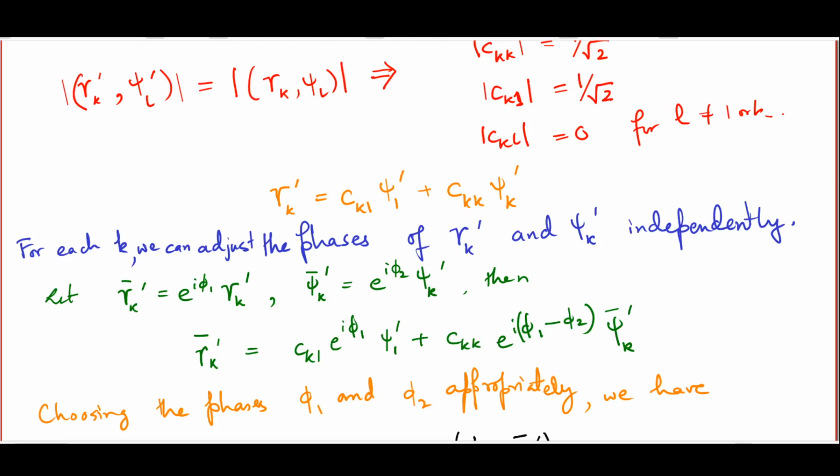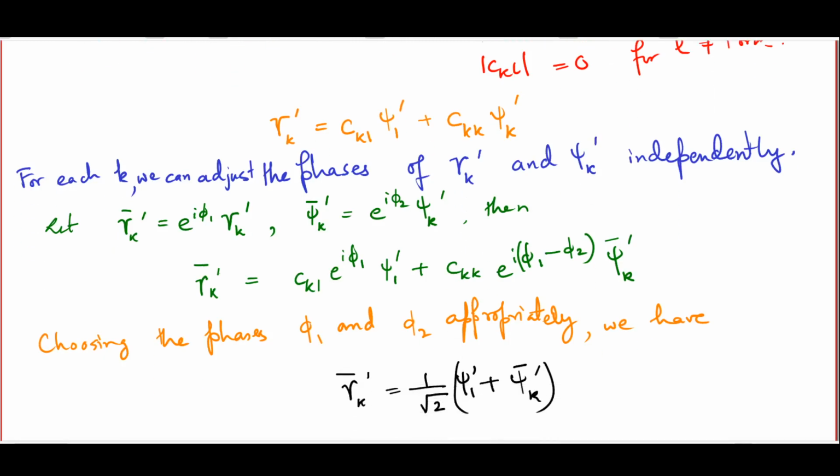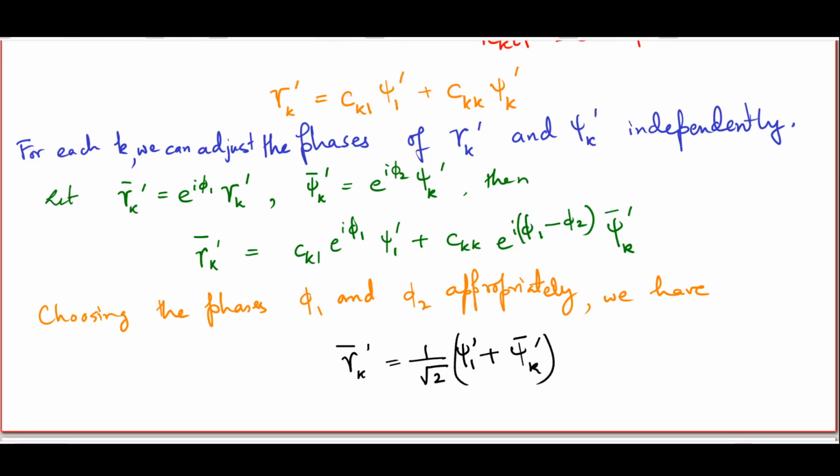Now remember, c_k1 and c_kk could have any arbitrary phase whatsoever, but their magnitudes would have to be 1 by root 2. We can always choose e^{i phi 1} so that it cancels the phase factor in c_k1. That is, it makes the product completely real. And the same can be done for the other coefficient by choosing phi 2. Remember, the phi 1 choice has already been exhausted, so you cannot change that phase any further, but you can change phi 2, and because you can change phi 2, you can also make the coefficient in front of psi bar prime k completely real. Of course, when these coefficients become completely real, they have to be 1 by root 2.